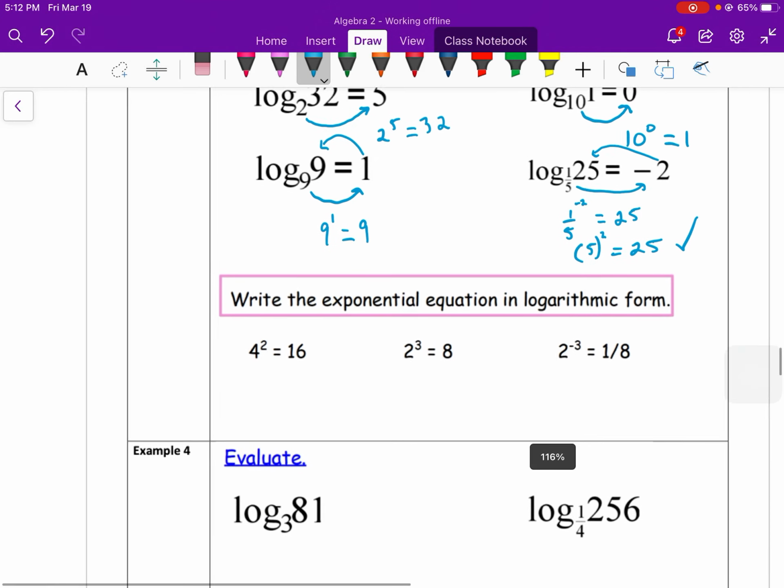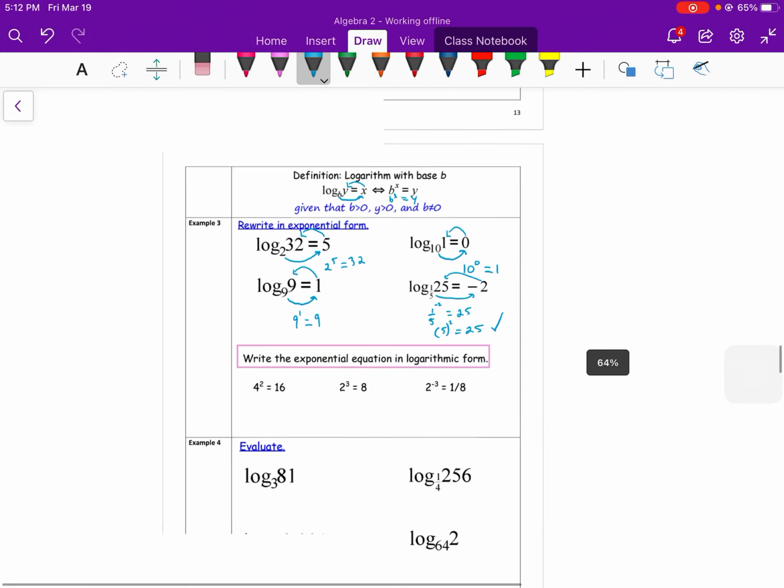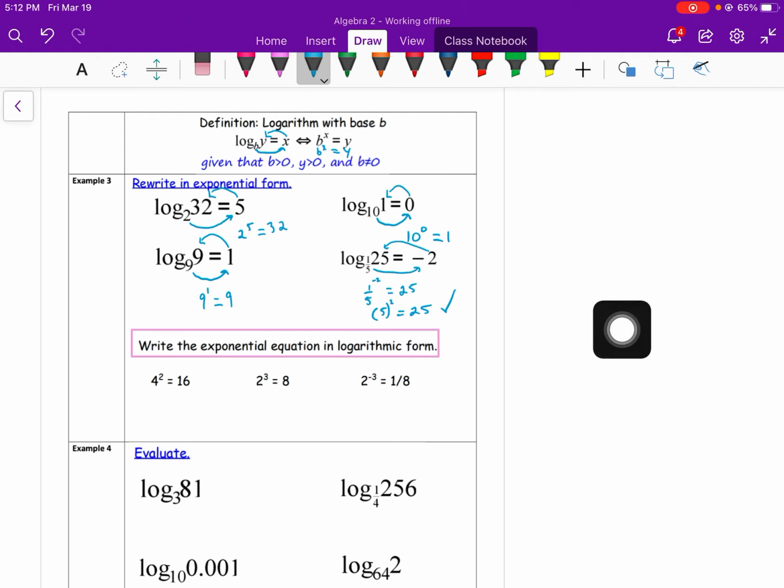Okay, now the exponential equation in logarithmic form. So now we're going to go backwards. We're going to rewrite it the other way. Using the equation up here, it says b to the power of x equals y is the same as log base b of y equals x.